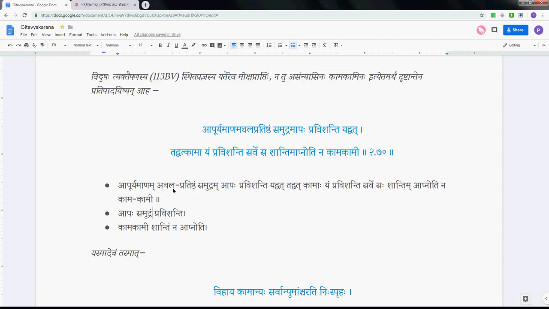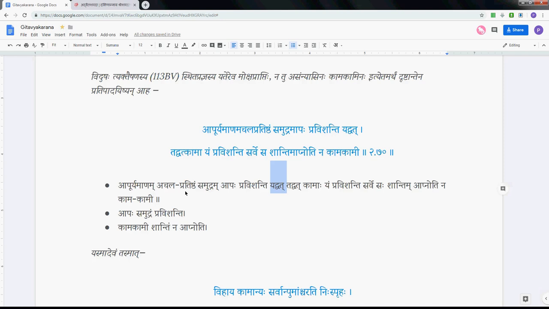Achala pratishtam, achala pratishta yasya. That is achala pratishtha. And that samudra is achala pratishtham. It remains unmoving even when full, apuryamanam, completely full. A completely full ocean cannot overflow even if you add rivers unto it. And that way, yadvat, just like that, yadvat and tadvat is like yatha tatha.